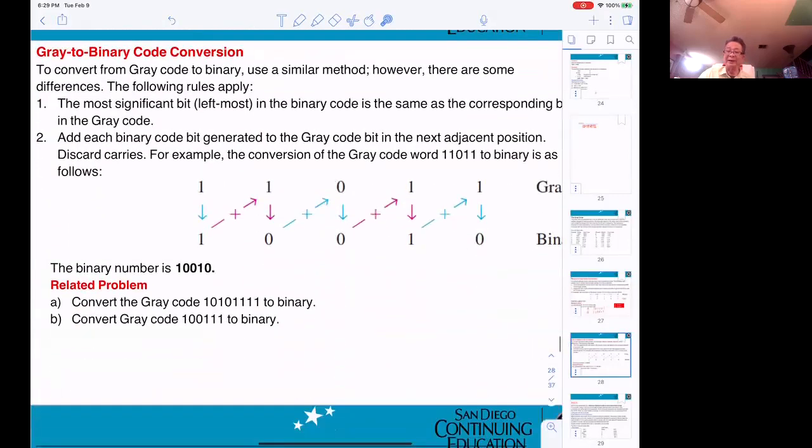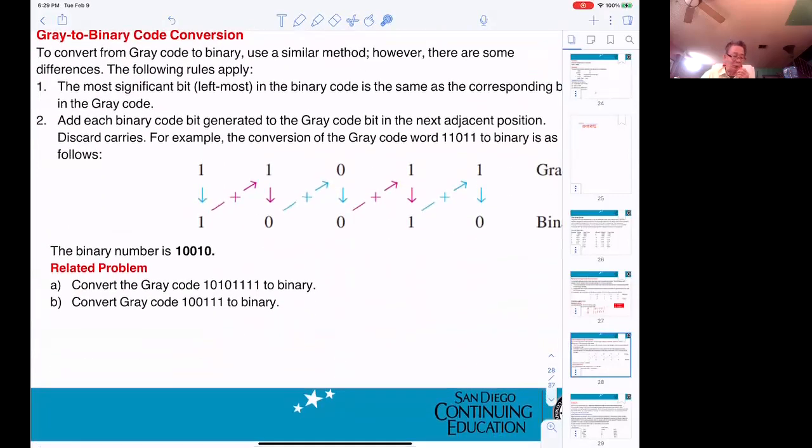Go to the next part here. Read that, telling me how we convert from the gray code to the binary. And try to do the related problem for me, number A and number B. If you can follow it, I can tell you.